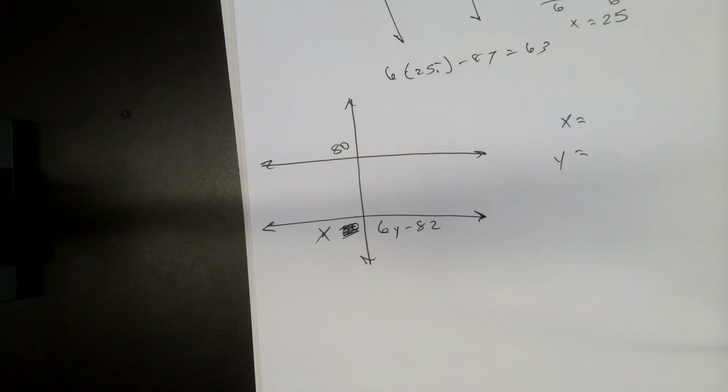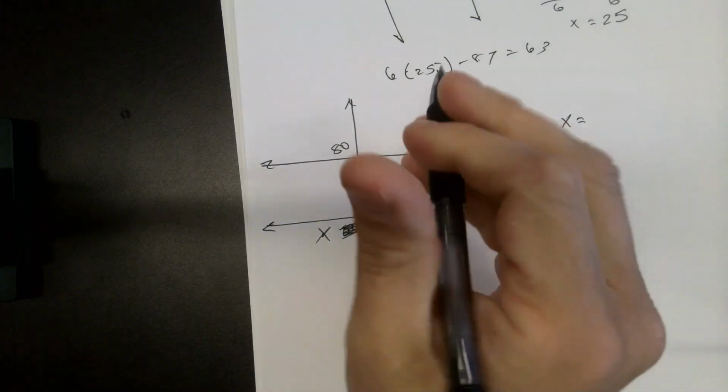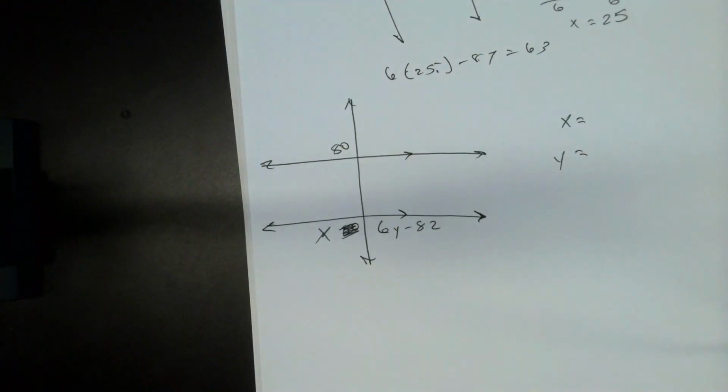Those two lines are parallel, right? Yep. They tell you they're parallel. They don't have these little marks. They're going to tell you they're parallel.